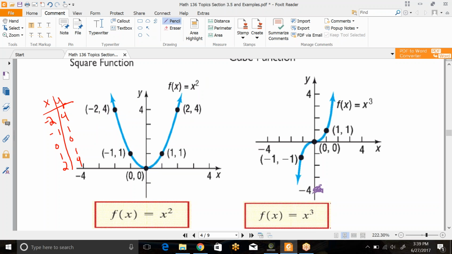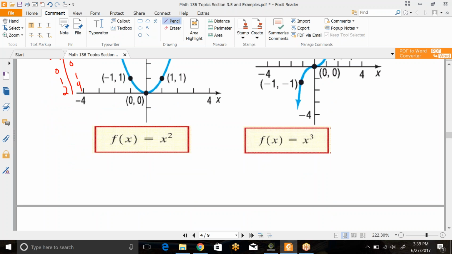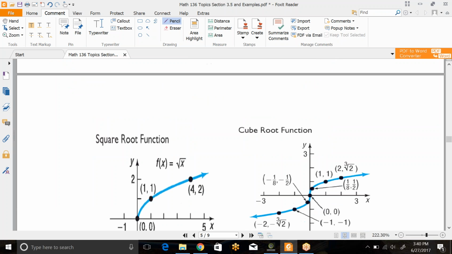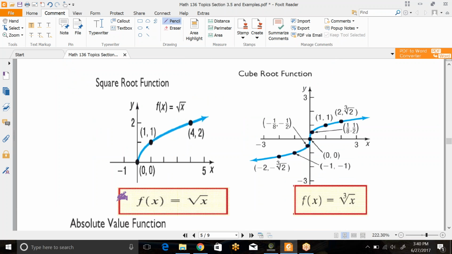X cubed would be our next one. Notice when you cube something, it stays positive if it was positive, but if it was a negative number, it's going to be negative. So you kind of get this parabola that has a split personality, up and down. Notice it's still centered at 0 because 0 cubed is 0. And you do need to know the general shape of these so that if you see a cube in a formula for a function, you know that it should have this general shape if that's the only variable that we have to that power.